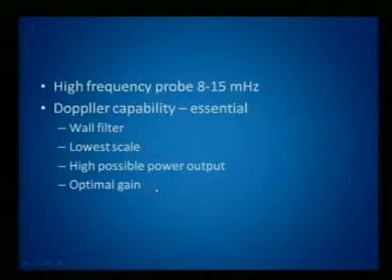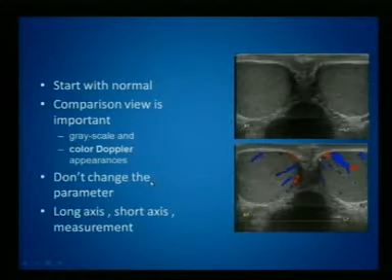And we should use a high frequency probe between 7 to 15 megahertz, and the ultrasound equipment should have Doppler capabilities, and it is essential. We should optimize the wall filter, the lowest scale, high possible power output, and obtaining the proper gain.